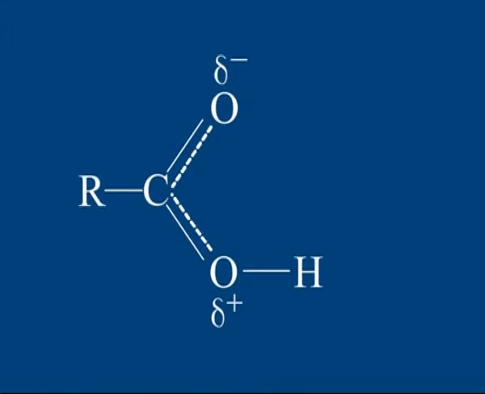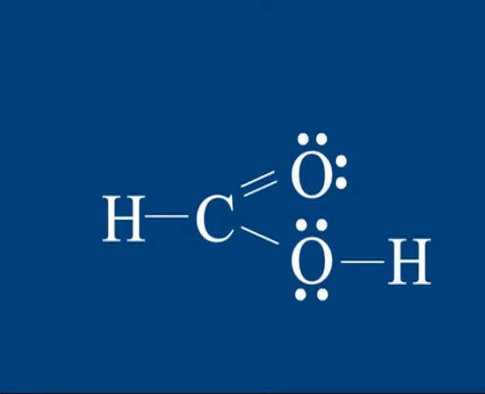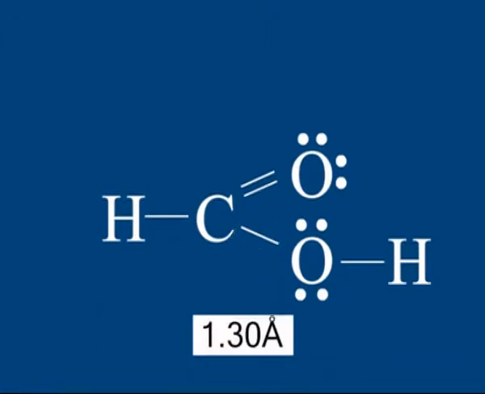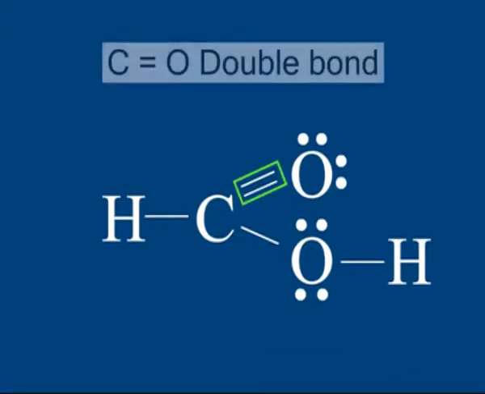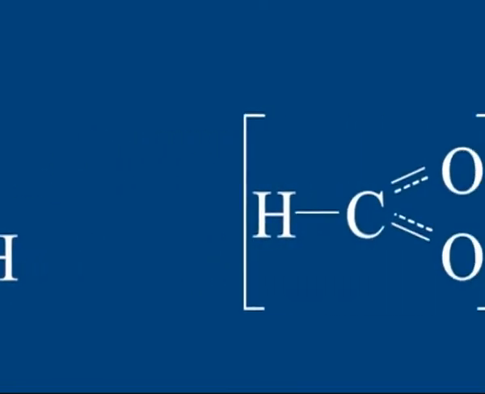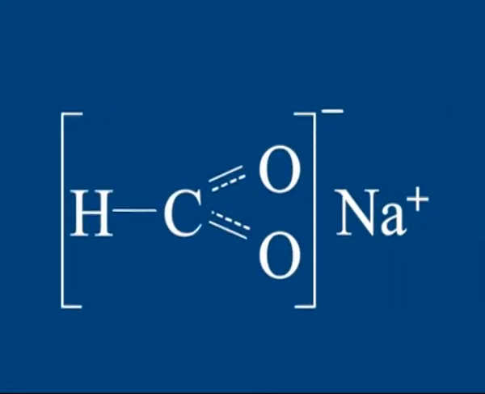For example, formic acid has a C single bond O bond length of 1.3 angstrom and a C double bond O bond length of 1.23 angstrom. But sodium formate has two equal carbon-oxygen bonds, each with a bond length of 1.27 angstrom.